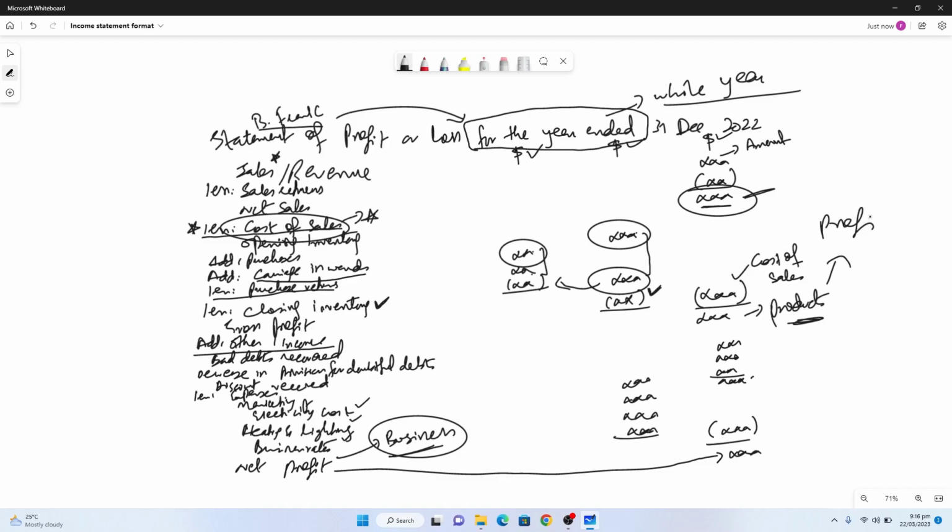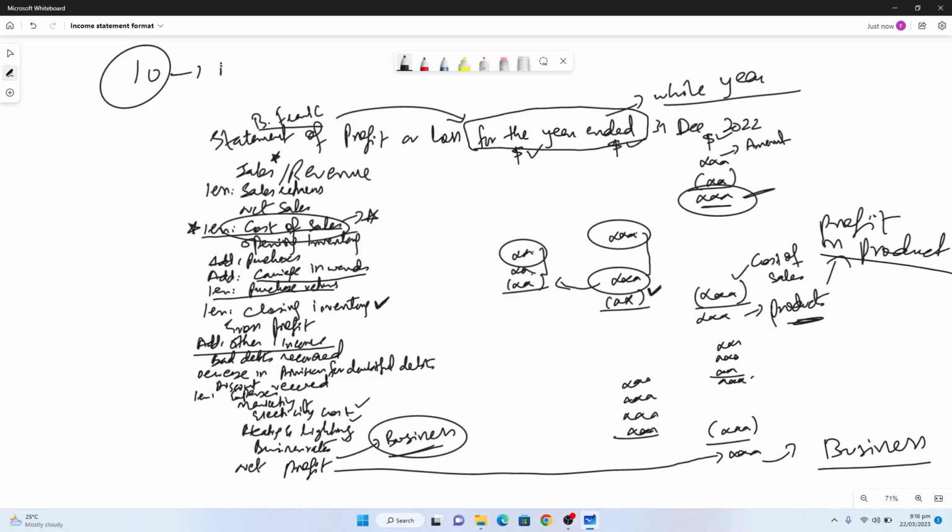So what is gross profit? What is the difference between gross profit and net profit? Gross profit means the profit earned on selling the product. Profit on product, that is the profit you earned after selling the product. Sir, what about the net profit? Net profit is the profit of the business, and gross profit is the profit you earned on the product. These both things are different.